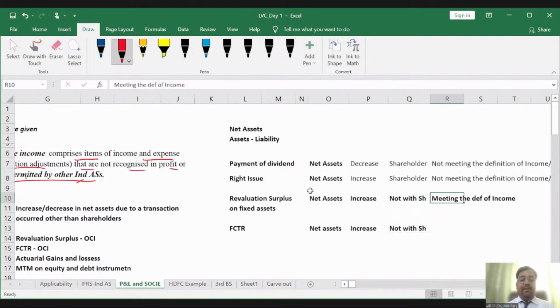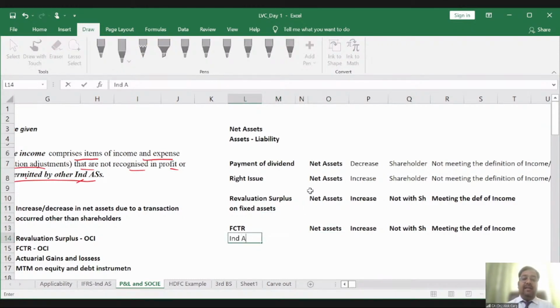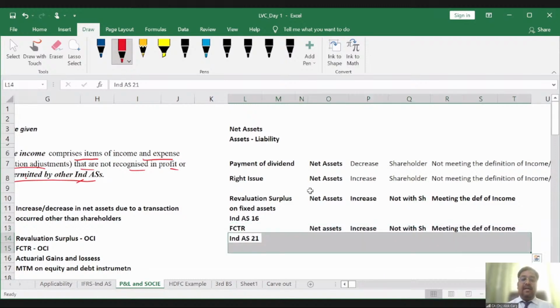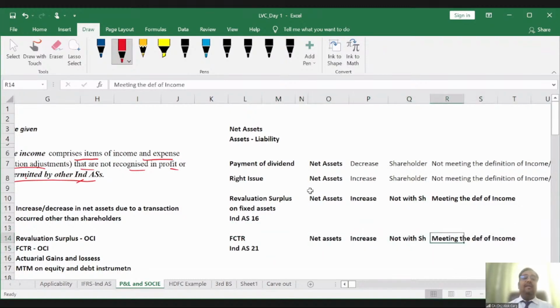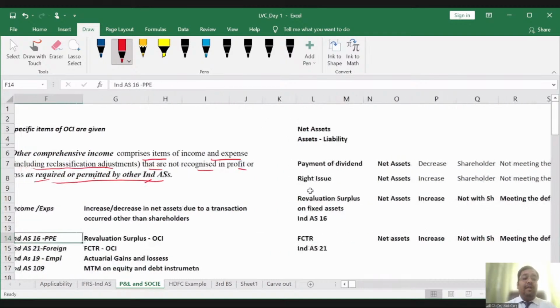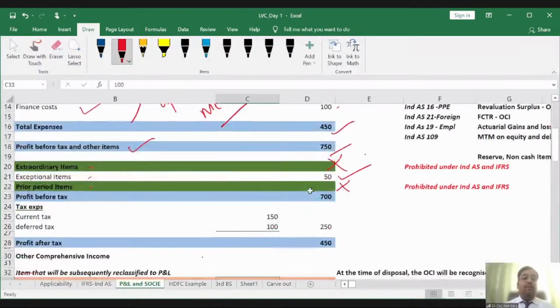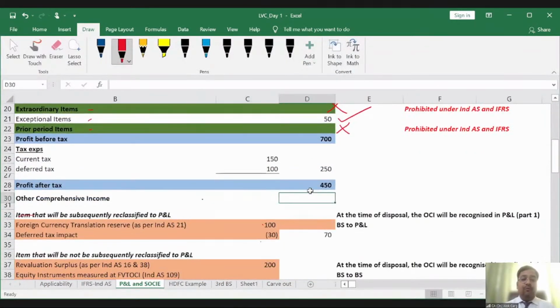Whether it is meeting the definition of income or expense, yes, it is meeting the definition of income. Ind AS 21 says that, like in this case, Ind AS 16 says that property, plant and equipment. Here in this case, Ind AS 21 says that this item has to be shown in the other comprehensive income, and the other comprehensive income item has to be shown separately in the statement of changes in equity, and your profit after tax will go to the your profit after tax 450.